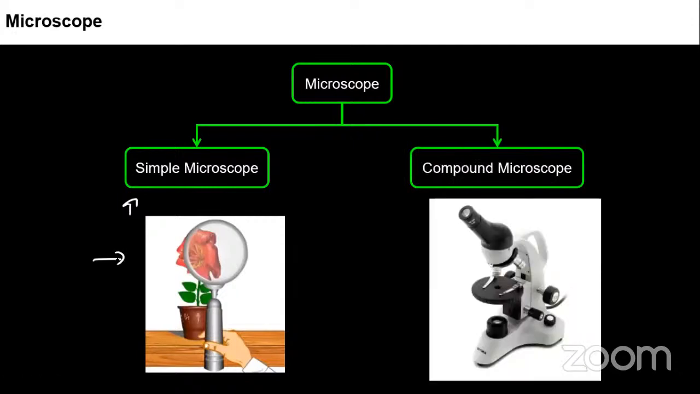Simple microscope is also available in our geometry box. When we were small, we used to burn the papers or dry leaves with this. Compound microscope you can find in the bio lab. We see basically different structures, the leaf and all. Now the next slide will be what kind of lenses are used here. What kind of lenses are being used in the simple and the compound microscope, that we'll see now.